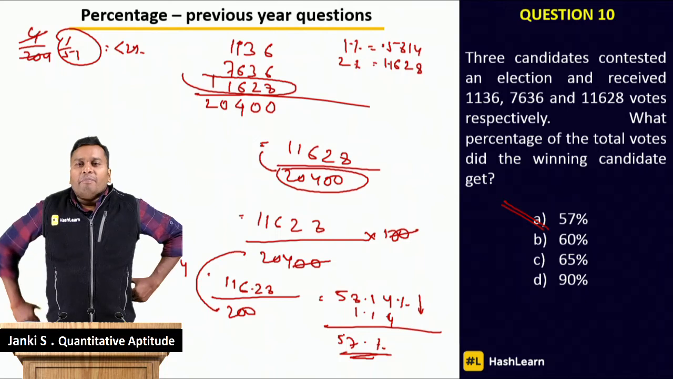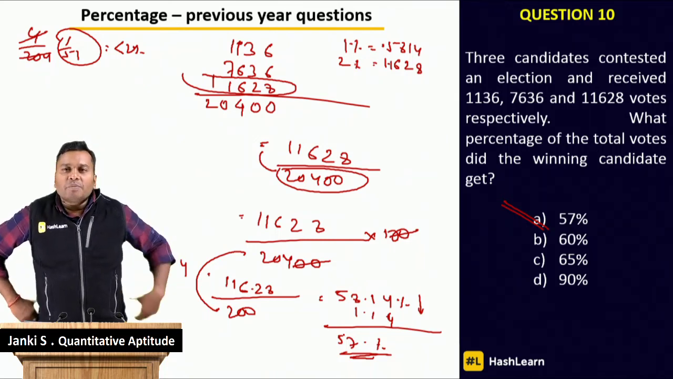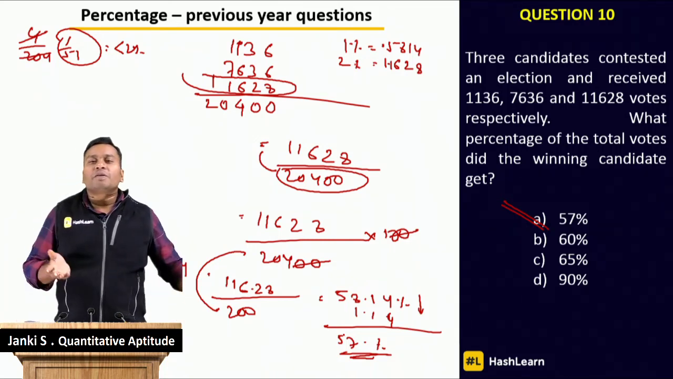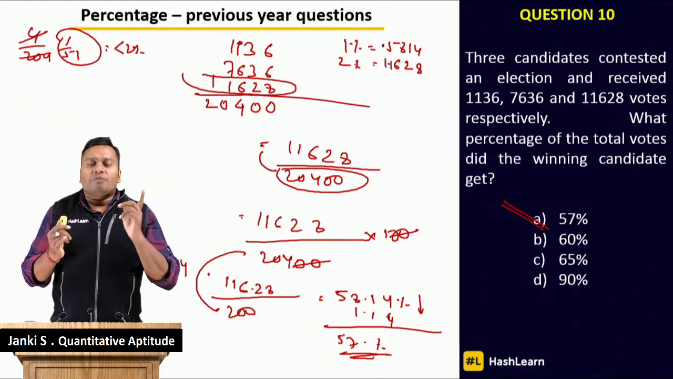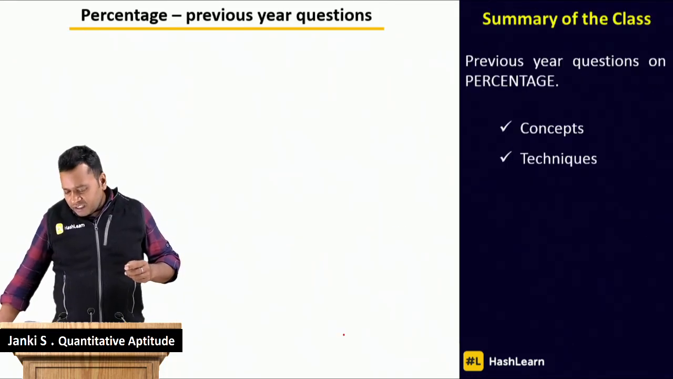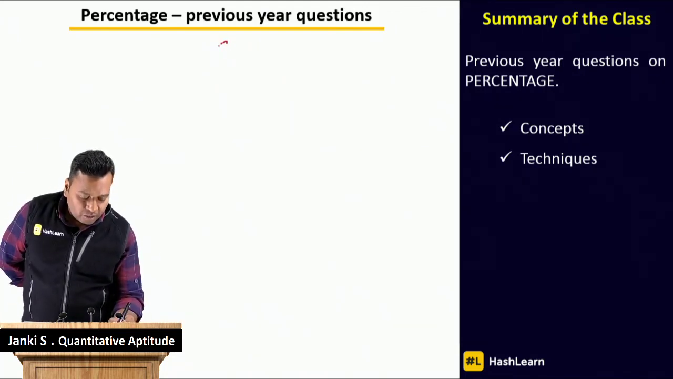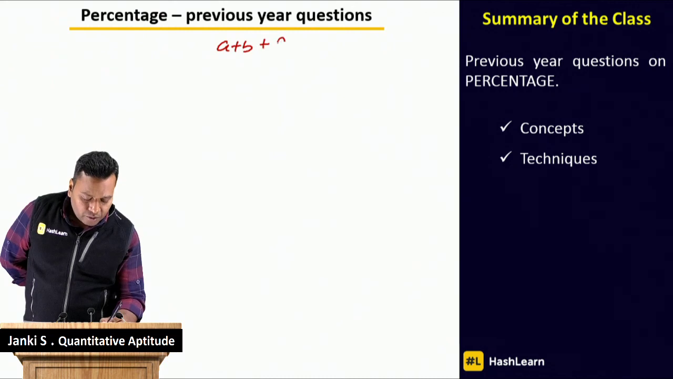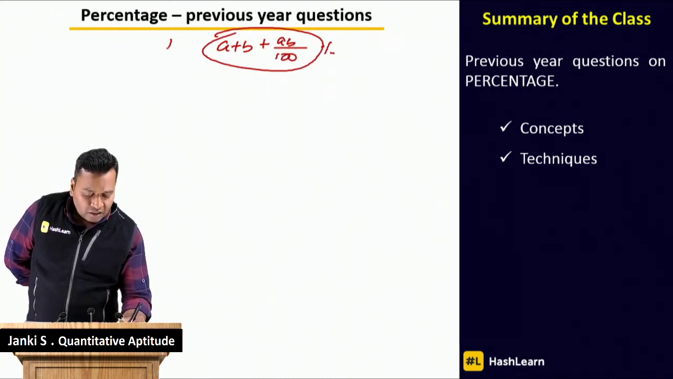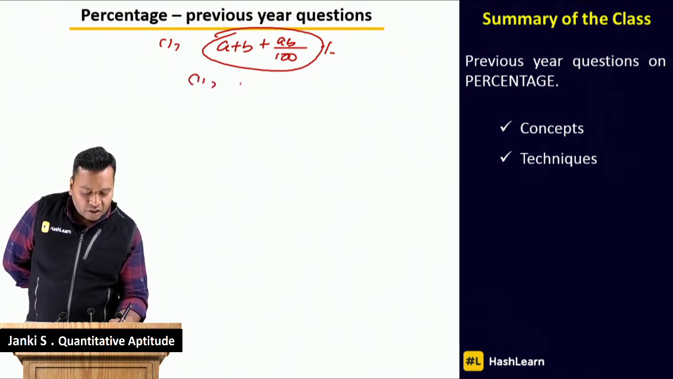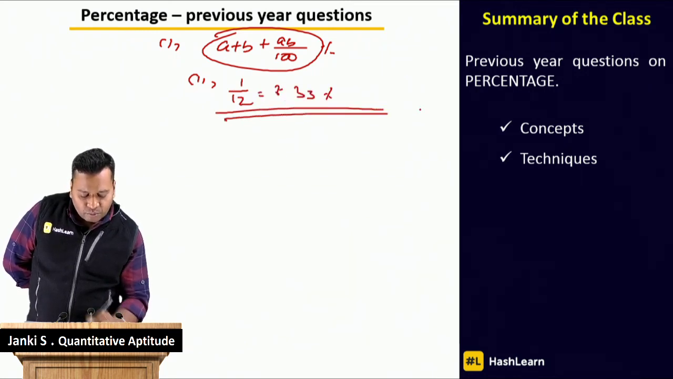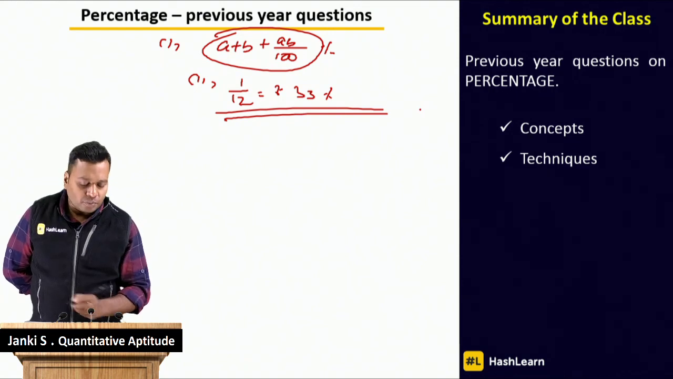So that's my basic representation. You can identify maximum cases, and we can deal with the approximation part and the percentage increase and reduction format. I have important formats which you need to keep in mind. First, the successive change format: A plus B plus AB by 100% is the overall successive change. Second is conversion of fractions in terms of decimal, like 1 by 12 is nothing but 8.33, and conversion of percentage in terms of fraction and fractions in terms of percentage.